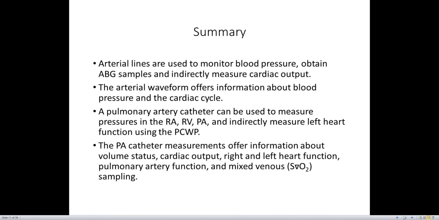So normally when we write SvO2, there should be a line above the V, and a line above a letter represents an average. So that's where the mixed venous comes from. And that line is just not lining up, so I apologize for that.